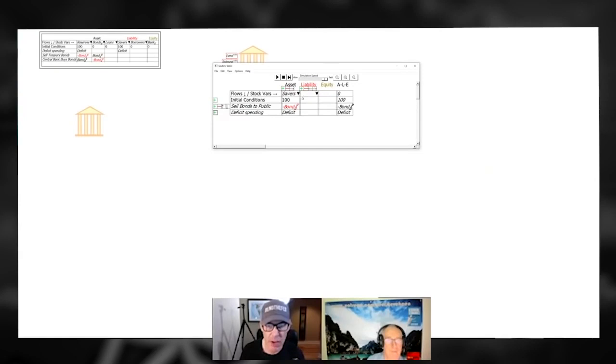Now, the opposite would be true. If you sell $100 worth of treasuries to the banking system, then they would credit your deposit, your checking account, with $100. That would create additional money supply that did not exist before.